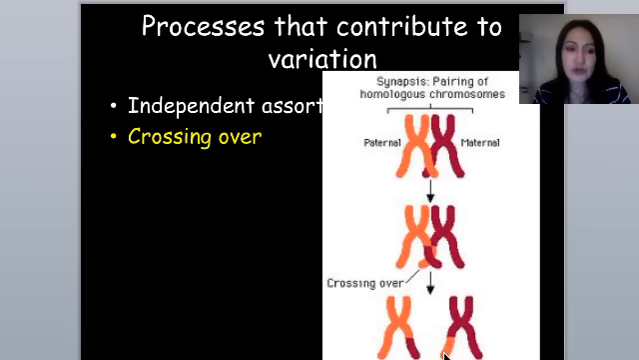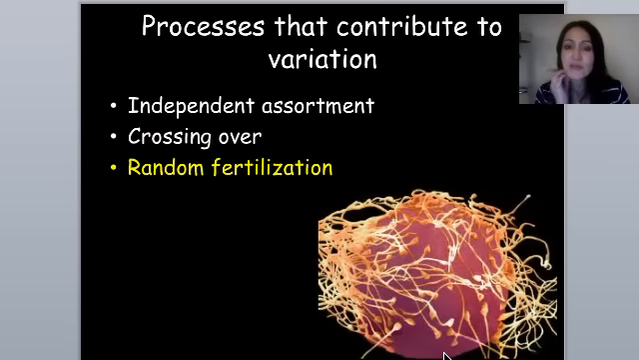Another important feature, and this is the last one, is that fertilization is random. The sperm that fertilized the egg that made you who you are was completely random. And it definitely was the luckiest sperm out of the bunch.